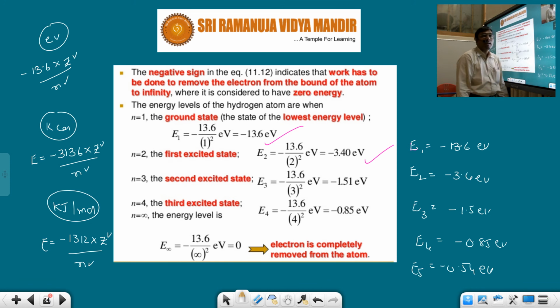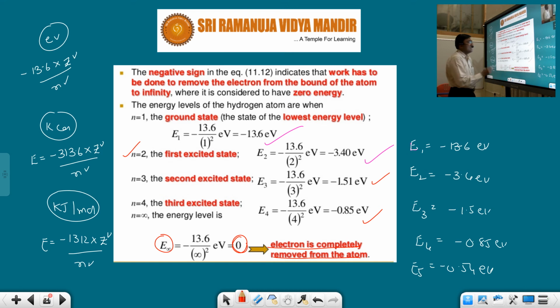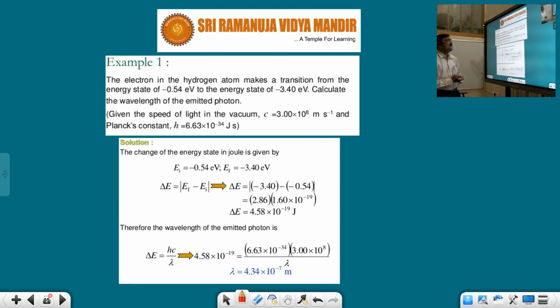So the first 5 orbits for hydrogen atom, if you calculate, you get this way, and you are expected to memorize. E infinity is 0. The electron is completely removed from the atom, so there is no attraction. So I hope you understood. n is equal to 2 is called the first excited state, n is equal to 3 is called the second excited state, n is equal to 4 is called the third excited state, and so on. I hope you understood the energy of the orbit exceptionally well.